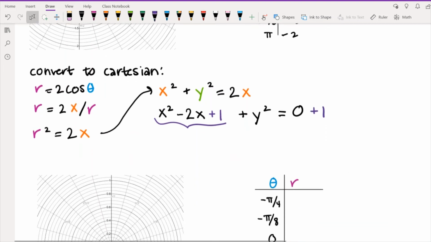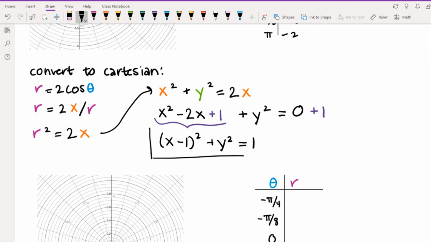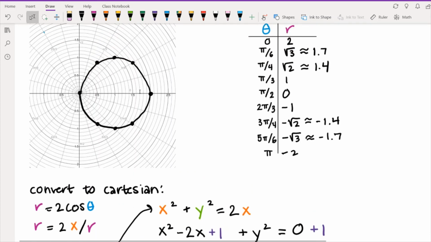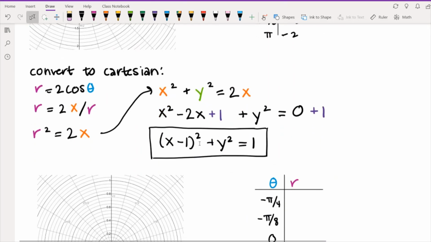And so how does this thing factor now? Well, it factors as (x minus 1) squared plus y squared is equal to 1. And so this is our Cartesian equation for our circle. And that makes sense, right? If we go back here and look, it's a circle with a center of (1, 0) and a radius of 1. And that's exactly what this equation is that we came up with here.